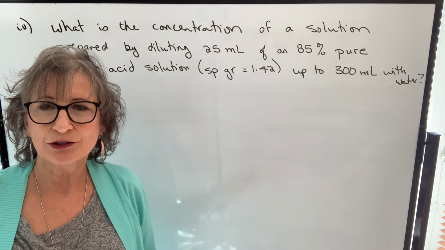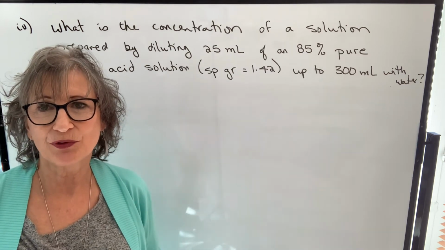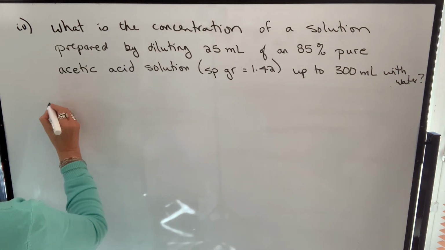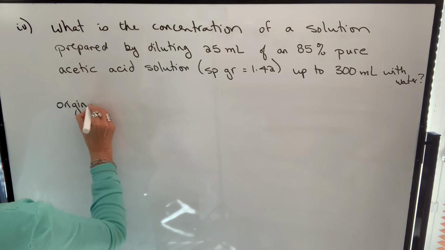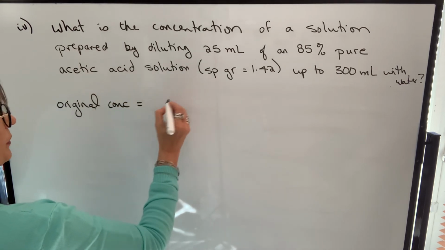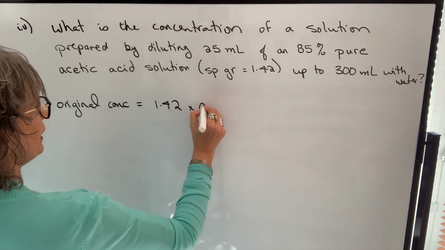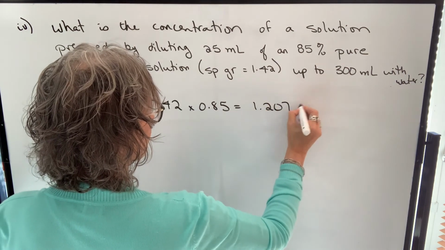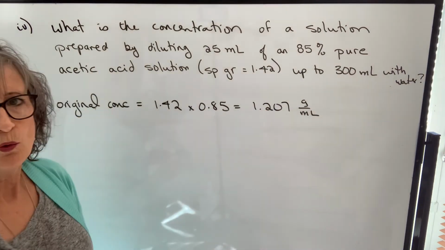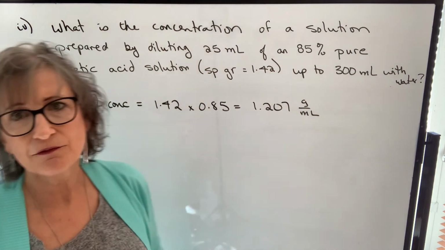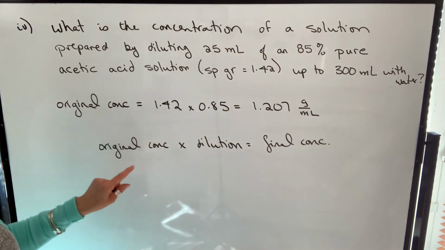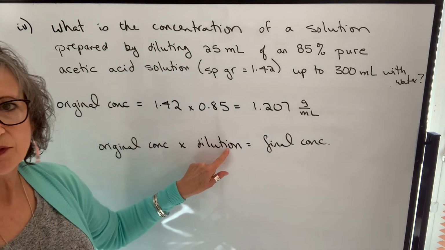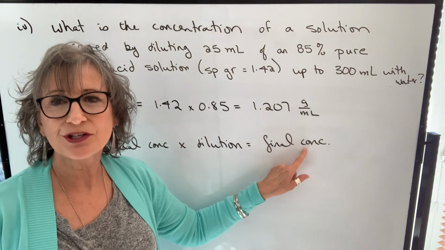I'm going to do this question another way, and it ties back to what I did in a previous video on dilutions. I want to use the formula I talked about there because you might find it a little bit easier. We know the original concentration of our solution. It will be equal to 1.42 times 0.85, which was 1.207 grams per milliliter. Because we know both volumes, I can find the dilution factor. In that video, I talked about this formula: the original concentration of a solution, multiplied by the dilution factor, will give you the final concentration in the same unit.